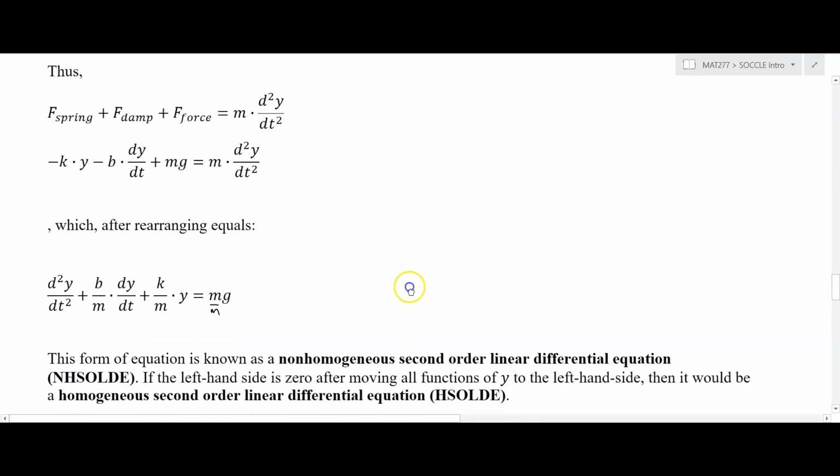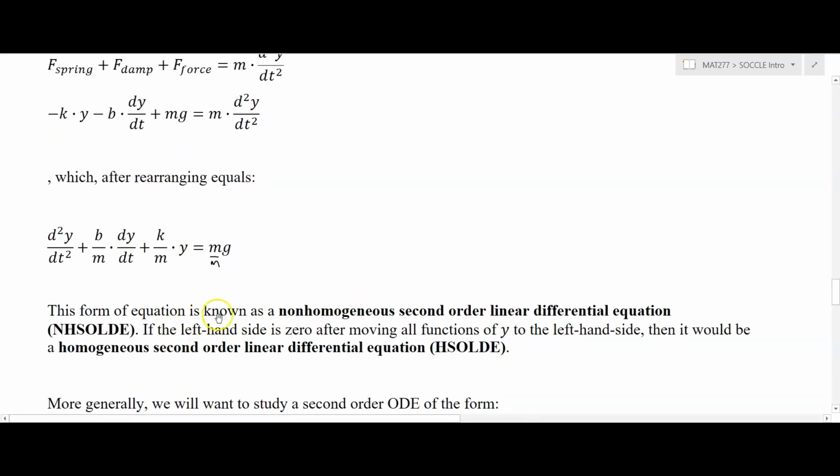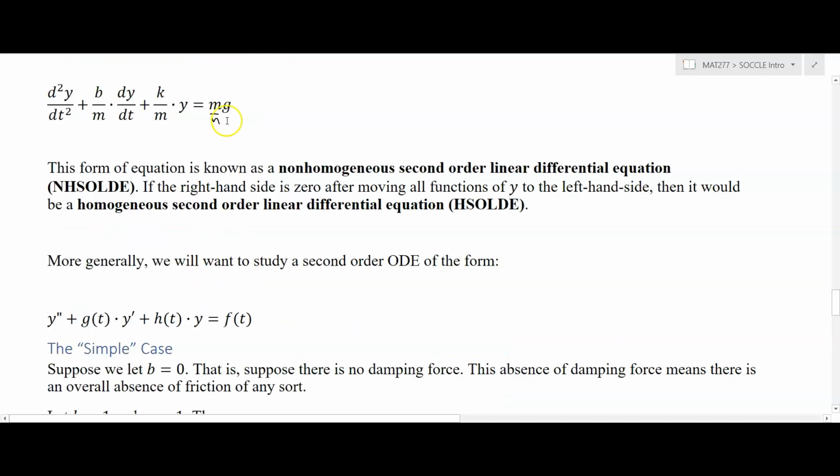Now, with that said, this forms what we call a non-homogeneous second-order linear differential equation. It's non-homogeneous if the right-hand side is not 0. If this right-hand side was 0, as you see, anything involving y has been moved to the left. If what you have on the right is not 0, then it's non-homogeneous, just like with first-order equations.